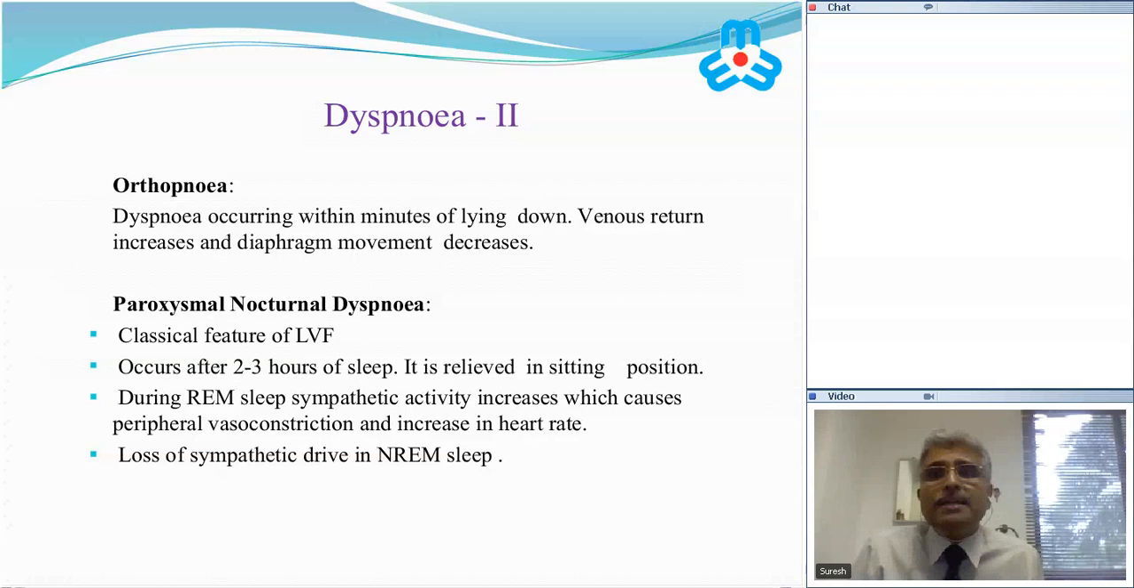In the case of dyspnea, if the patient is becoming dyspneic when lying down, and it is okay when he is sitting up, that is called orthopnea. What tilts the balance in a patient with a borderline compensated left heart disease is the increase in the venous return and decrease in the movement of the diaphragm.